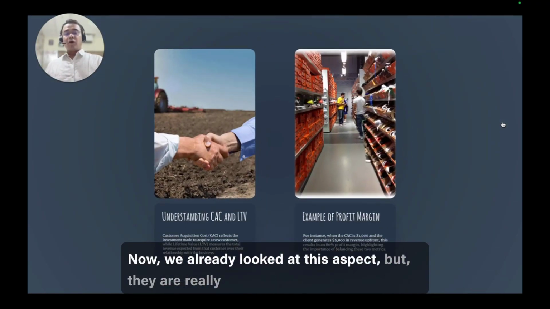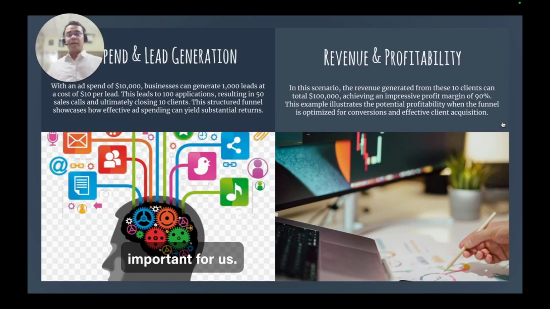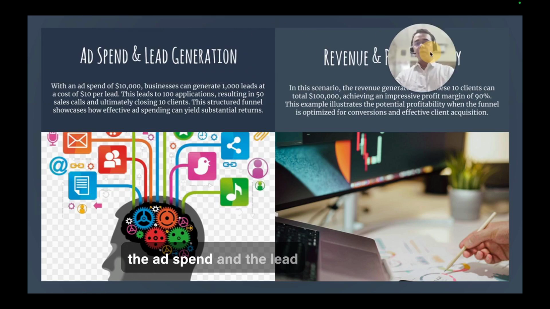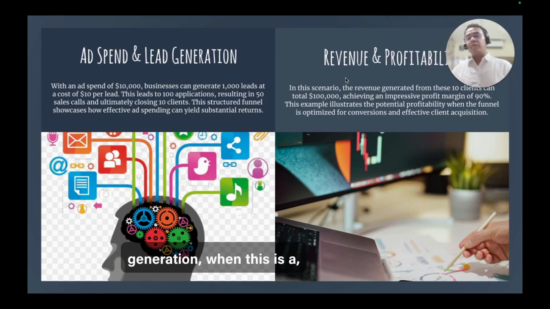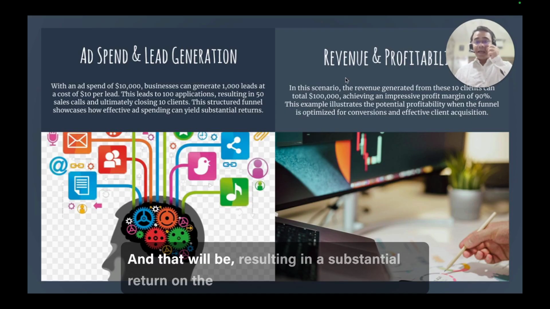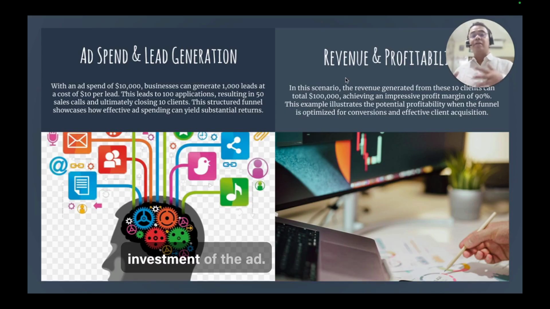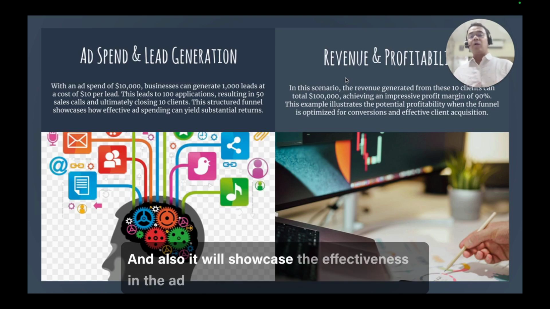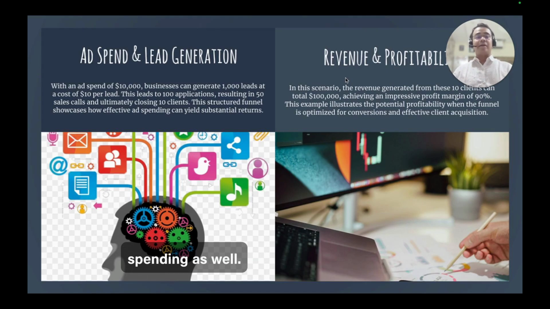Now, we already looked at this aspect, but it is really important for us. So moving on, the ad spend and lead generation. This is a classic case wherein if there is a spend of $10,000, so to say, and one is able to generate 1,000 leads out of it, at a cost per click of $10, it would essentially make sense to have 50 calls and ultimately close 10 clients, and that will result in a substantial return on the investment of the ad, and also showcase the effectiveness of the ad spending.